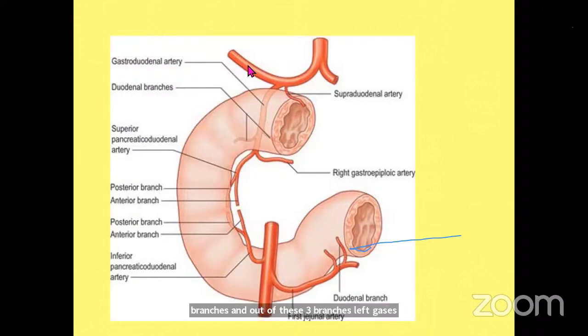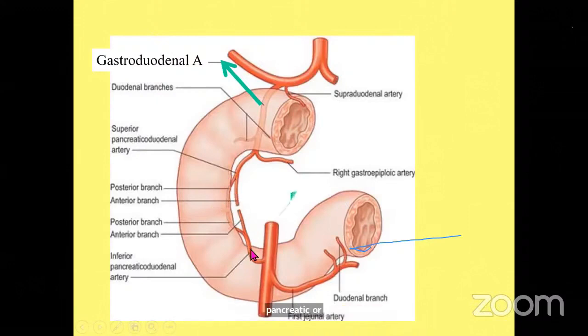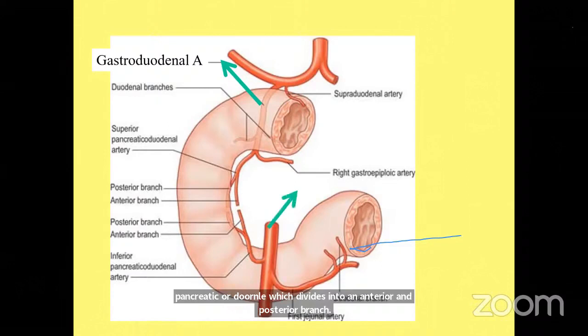So out of these three branches, left gastric, splenic, and hepatic artery, the gastroduodenal artery arises from which of these three arteries? That is my question. You can see an artery curving and going up, the common hepatic artery. Very good. It is giving an artery downwards. That is the gastroduodenal artery. The gastroduodenal artery is lying behind the first part of duodenum, and it gives off the superior pancreaticoduodenal, which divides into an anterior and posterior branch.